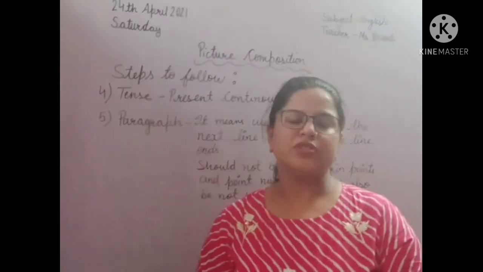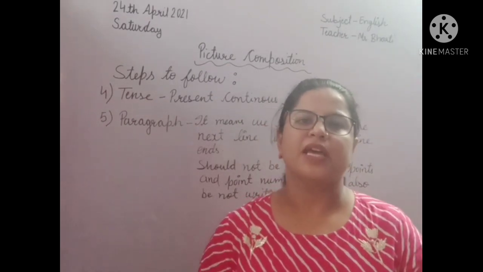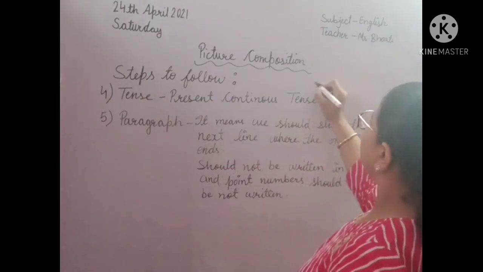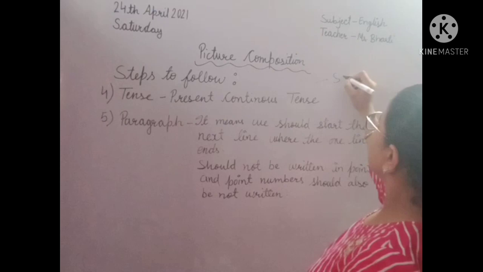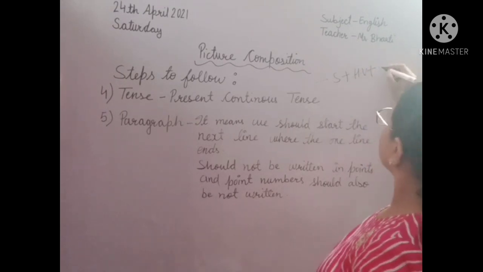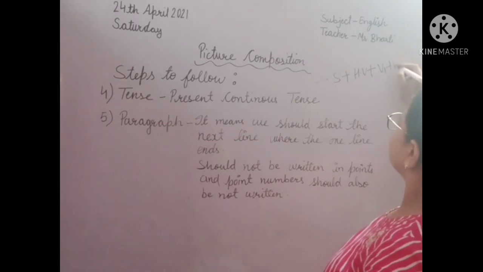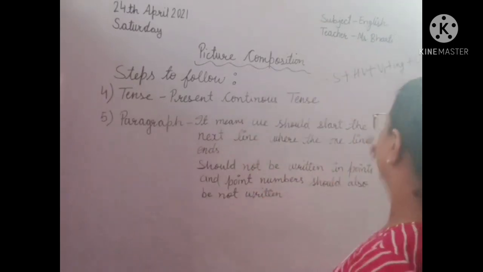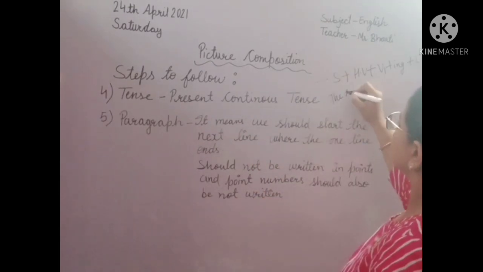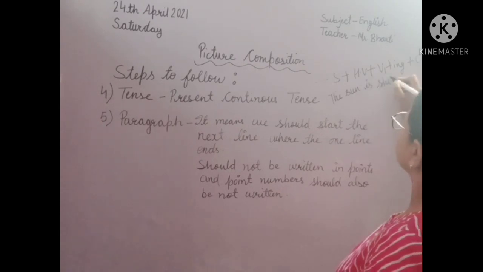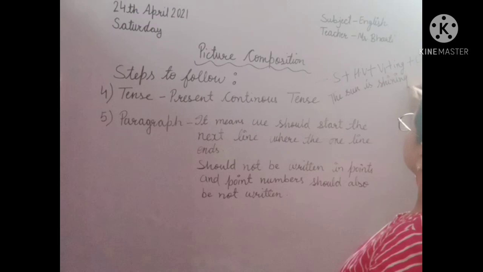A picture composition is always written in present continuous tense. That is, we need to use subject plus helping verb plus first form of the verb plus ing plus object. For example, the sun is shining in the sky.